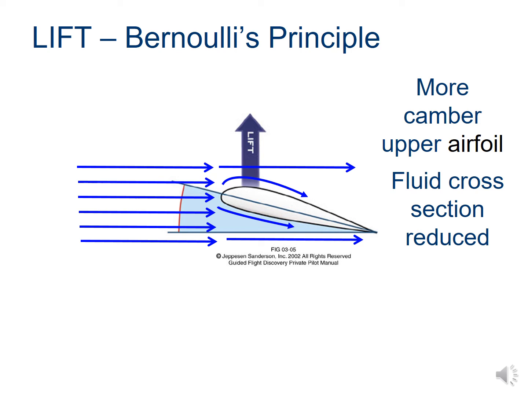How else can we modify the amount of lift produced by our airfoil? The shape and angle of attack of our airfoil will change the cross-section and thus the amount of air compression required to maintain the same airflow.